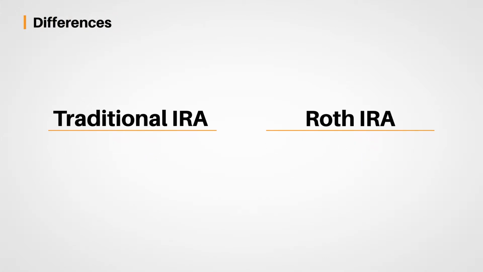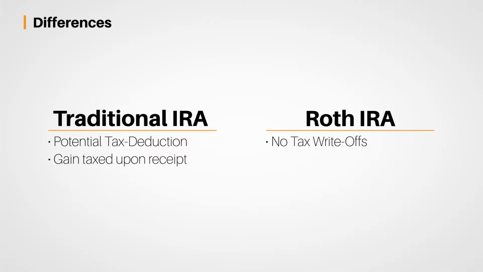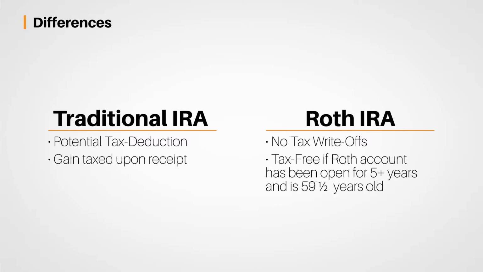With a traditional IRA, there's potential for a tax deduction on contributions made to the plan, but a Roth never allows tax write-offs. Another main difference is the traditional IRA has the gain taxed upon receipt, but if a Roth has been open for at least 5 years and the owner is at least 59 and a half, the entire distribution is tax-free. There are some other distinctions too, and you will want to take the time to understand those differences for the test.